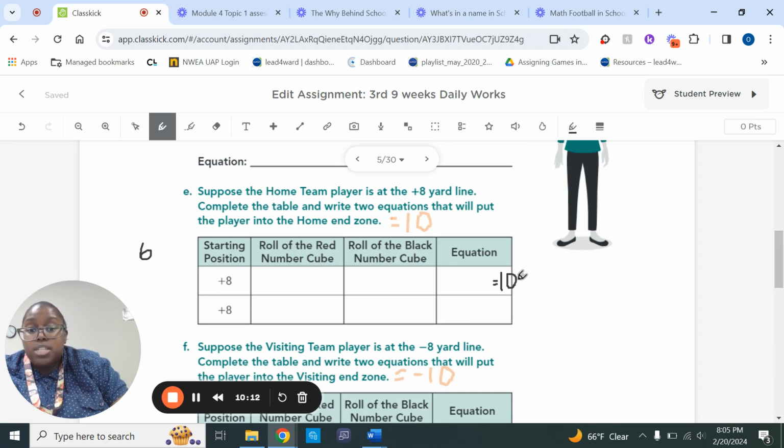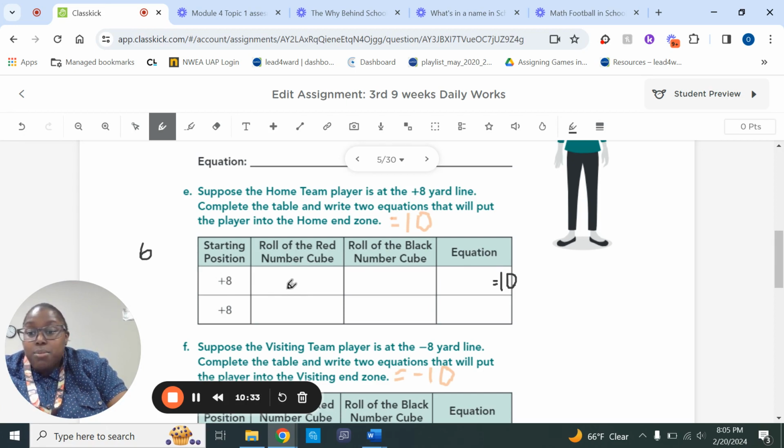10 or higher. So this could be 10, it could be 11, it can even be 13. It just has to be 10 or higher. So let me think about my number cubes. The red one is negative, and I'm starting at a positive number. So any red number I add is going to decrease my number in value.